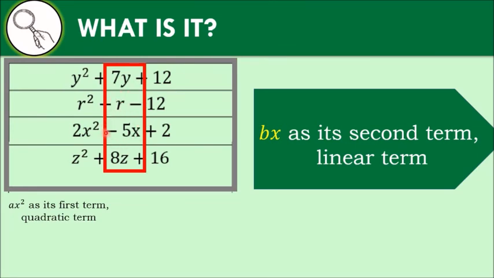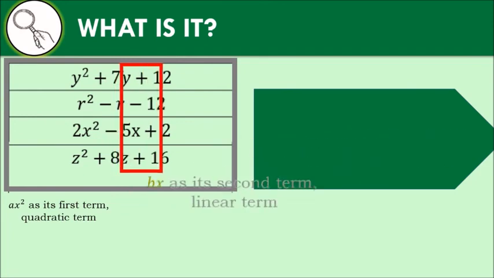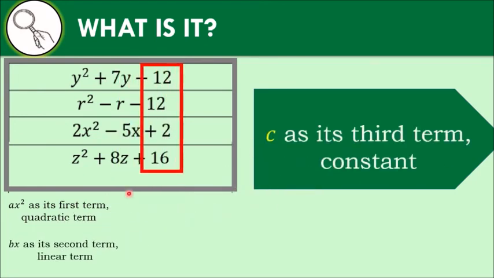The third example here is negative 5x, so our b is negative 5 with the variable x. And our final example here is 8z. Our b is 8, with the variable z. So again, this is our second term, and it's a linear term, meaning the highest degree is 1. Okay, now let's move on with our third set, that is looking at the last terms.